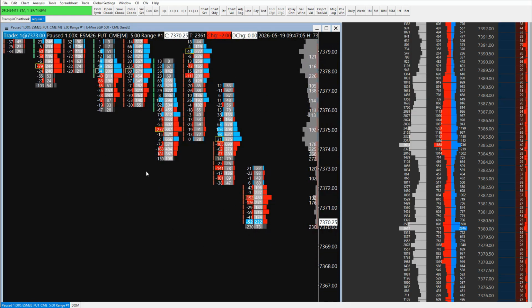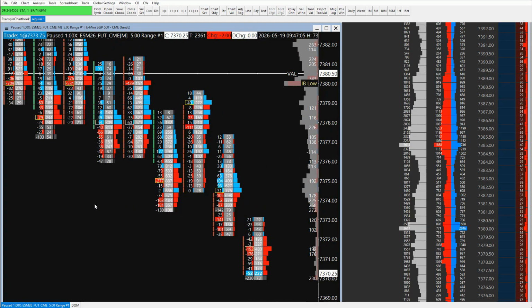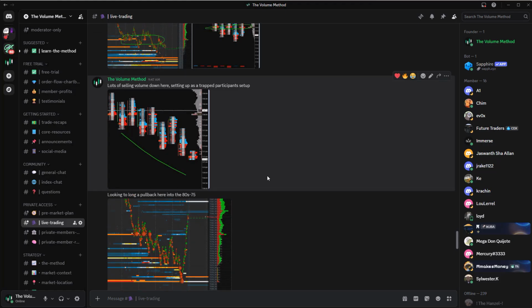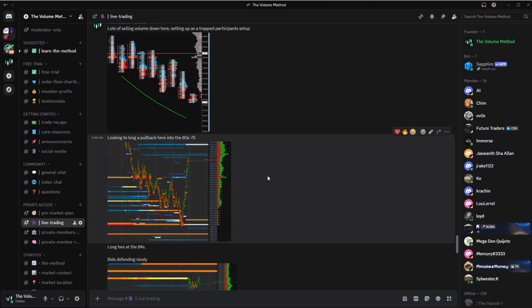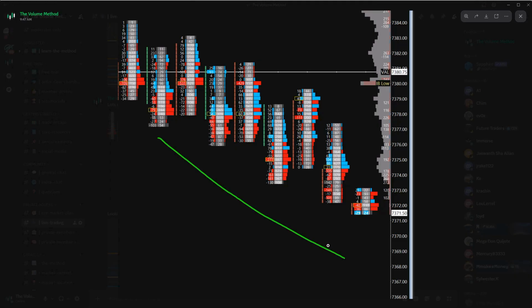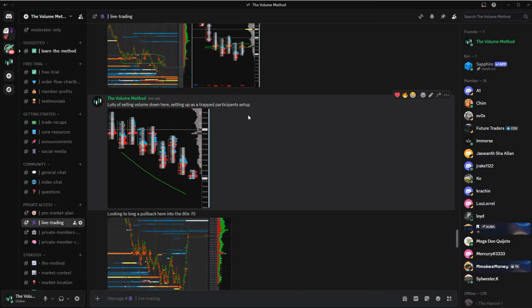Now, under the condition that there's this large amount of aggressive market selling volume, what would be ideal for these sellers is that they get rewarded for their efforts and price proceeds to push to the downside and we make lower lows and lower highs. However, what I said within the live trading tab, which is available to all private members, was that lots of selling volume transacting down here is setting up to be a trap participant setup. So as I said, sellers should be rewarded for their efforts, and if they are not, and price proceeds to push to the upside, then this is going to set up as a trap participant setup.